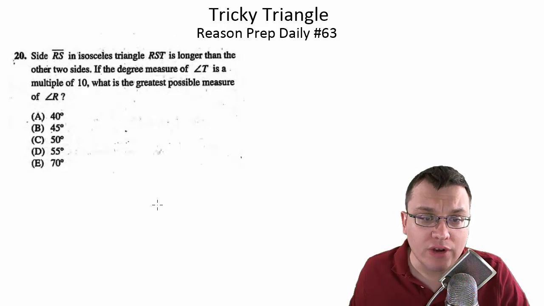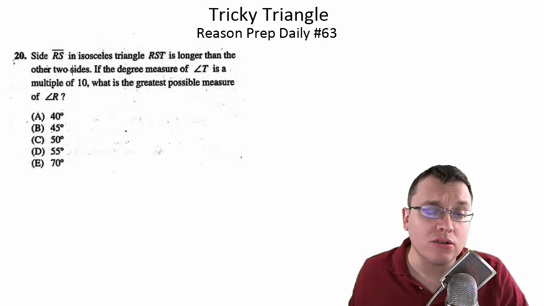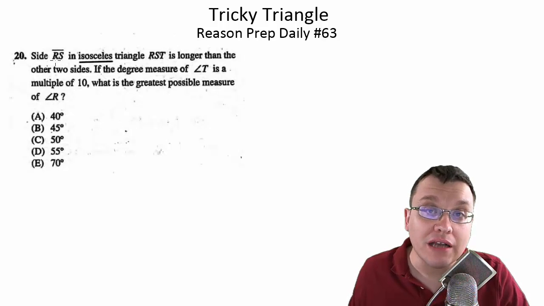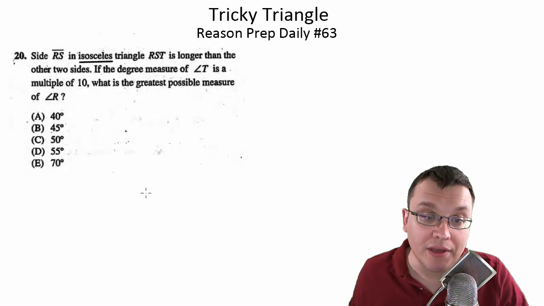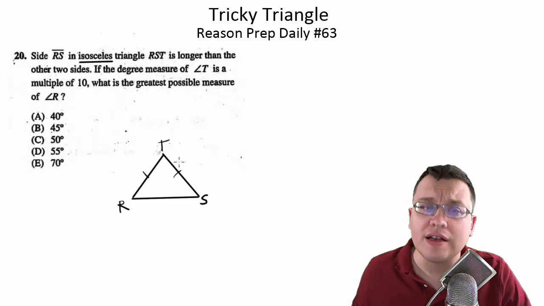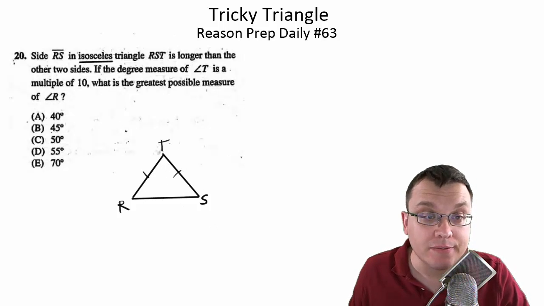So we know we've got a triangle RST, and we know side RS is longer than the other two sides. If it's isosceles, we know that two of the sides are equal. So clearly side RS has got to be the side that's not the equal side, right? The other two sides are going to be the equal sides. And we know RS is longer than those. So let's draw it like this. So this would be RS, and this would be T. And we know these are equal, and we know RS is bigger than RT and TS.